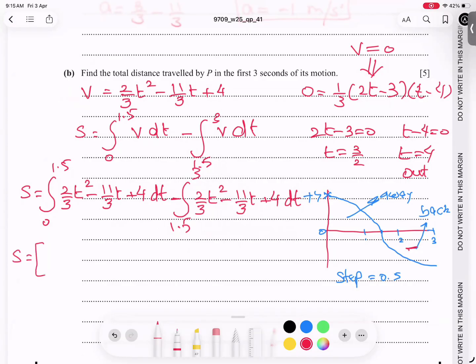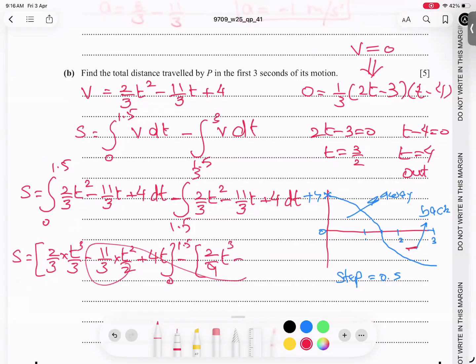So what is the integral here? 2 by 3: increase the power by 1, divide by the same, so I'm writing 3 over 3. 11 by 3 already, power 1 to 2, divided by 2. And 4 becomes 4t. Same story here, but here I'm writing 0 to 1.5. Here, same story, I'm saving my time: 2 by 9 t to the power 3, 11 by 6 t to the power 2, plus 4t. The limit here is 1.5 to 3.